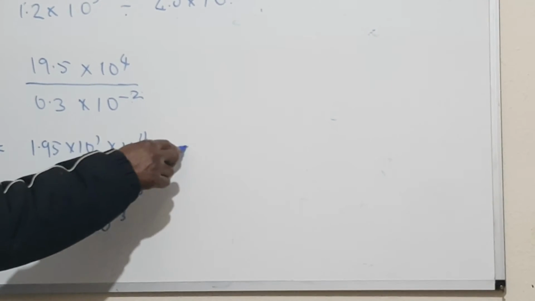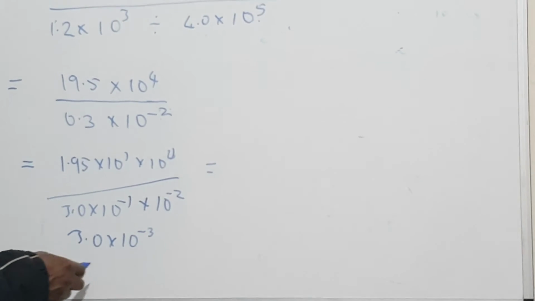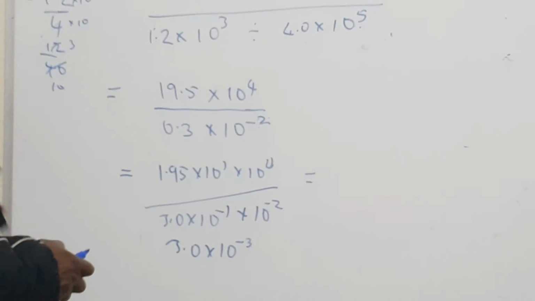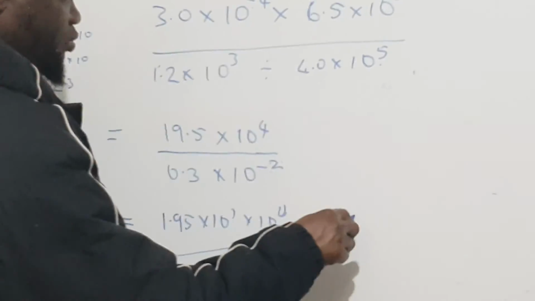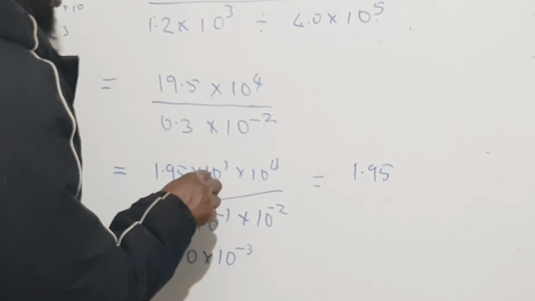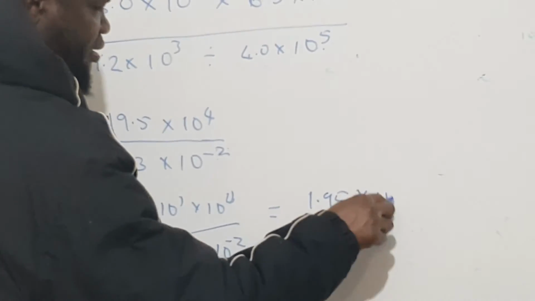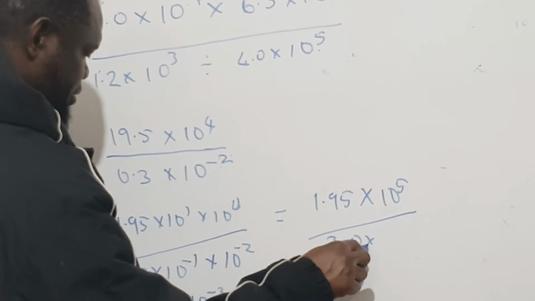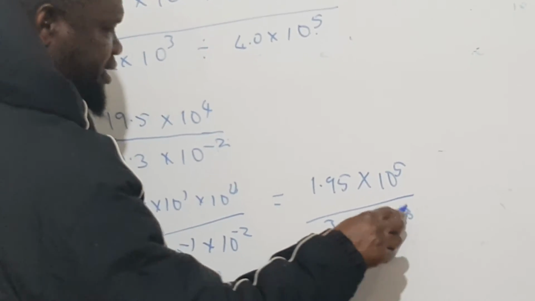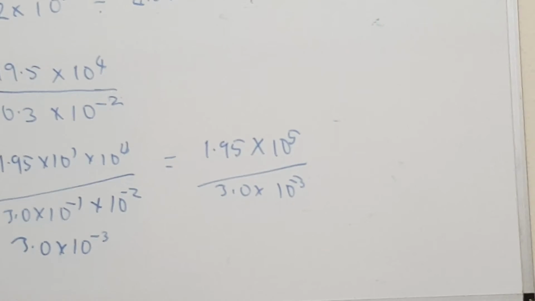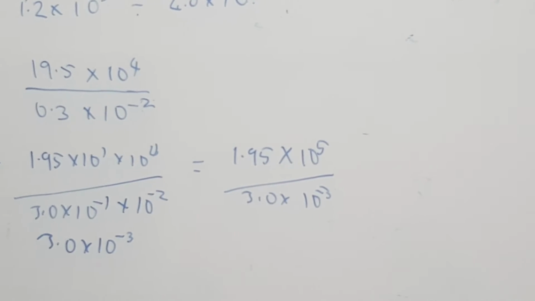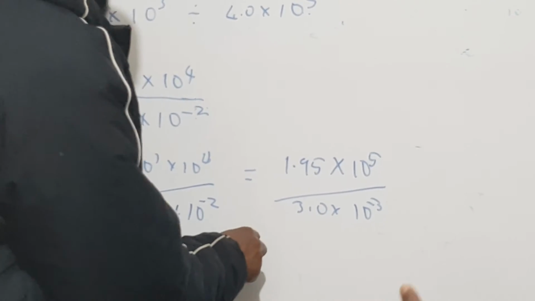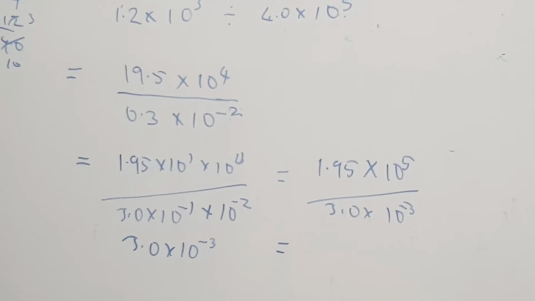So basically what we have on the top is 1.95 times 10 to the power 5, and the bottom one is 3.0 times 10 to the power minus 1. Is this the answer? That's not the answer. Now you have to divide. So this divided by that and that divided by that, isn't it? So what is 1.95 divided by 3?